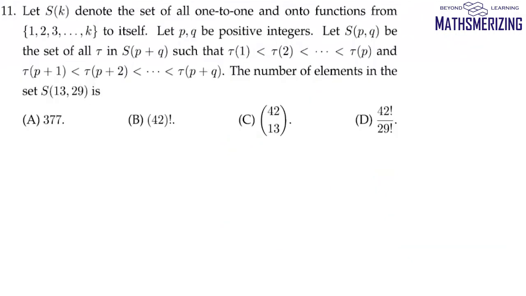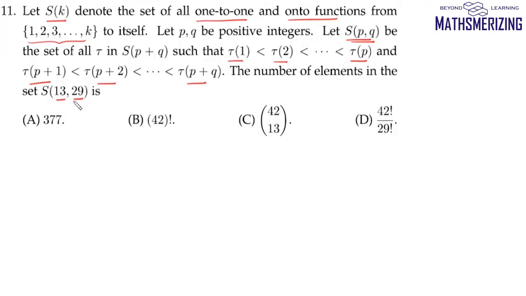Now in question number 11, it says, let Sk denote the set of all one-one and onto functions from 1, 2, 3 up to k to itself. Let p and q be positive integers. Now it is defined, let S be the set of all permutations in S(p+q) such that T1 is less than T2 is less than up to Tp, and T(p+1) is less than T(p+2) is less than up to T(p+q). Now the number of elements in this set, with p=13 and q=29, is.